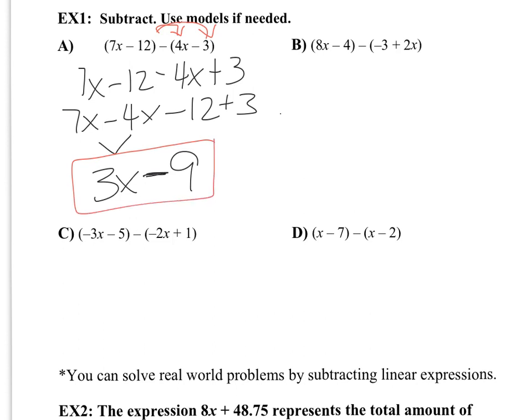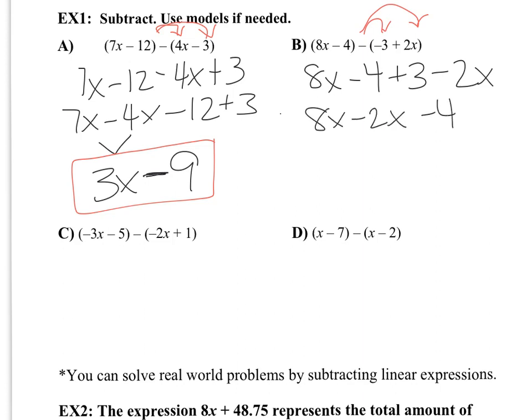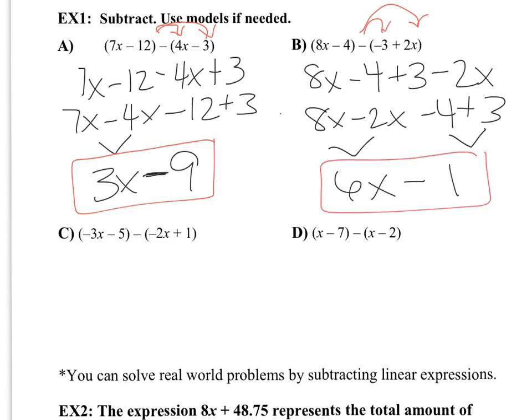Then in part B, I'm going to distribute again, the negative times negative 3, and then negative times 2x. So now I have 8x minus 4 and positive 3 minus 2x. So now 8x minus 2x, minus 4 plus 3. 8x minus 2x is 6x, minus 4 plus 3 is negative 1. So 6x minus 1 is my answer.